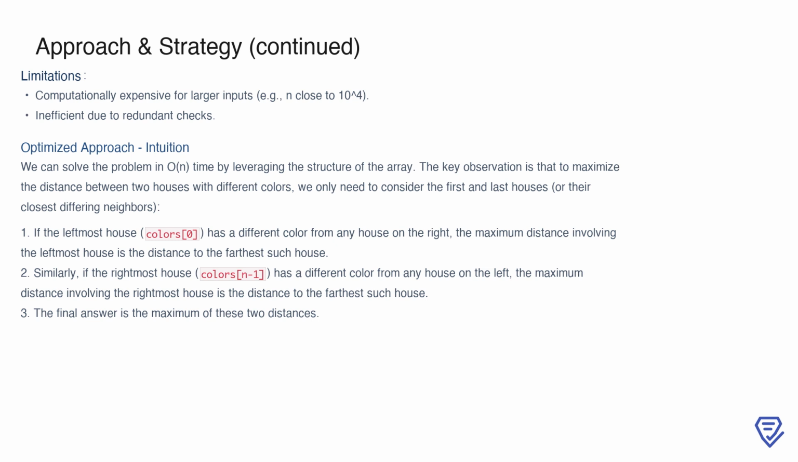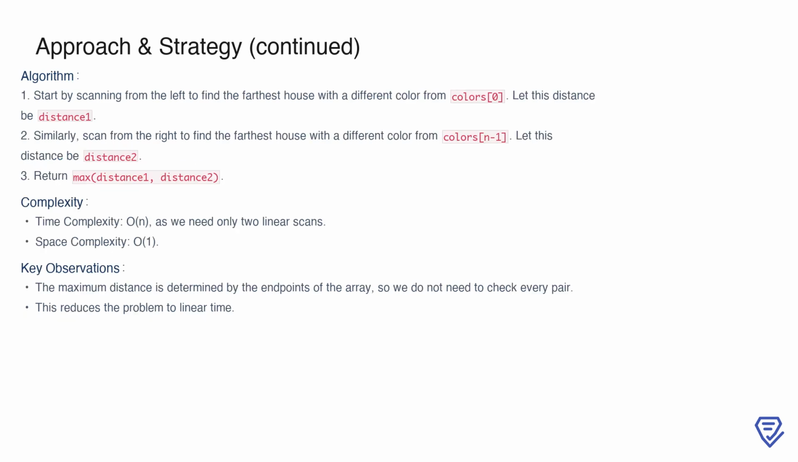This observation allows us to shift away from checking every pair to focusing only on the relevant extremes, significantly improving efficiency. The optimized approach can be implemented efficiently in linear time. First, we start by scanning from the leftmost house to find the farthest house with a different color from the leftmost house itself. We calculate this distance and store it as distance 1.